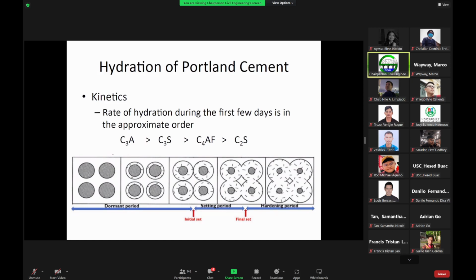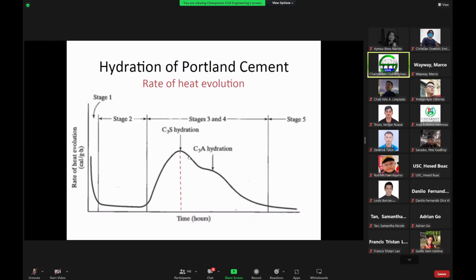And so eventually, it will be mass transport which controls the reaction. That means how fast the water can reach into your cement grain. This hydration process now becomes diffusion controlled. So after here, the rate of reaction slows down. Your rate of heat evolution also went down.